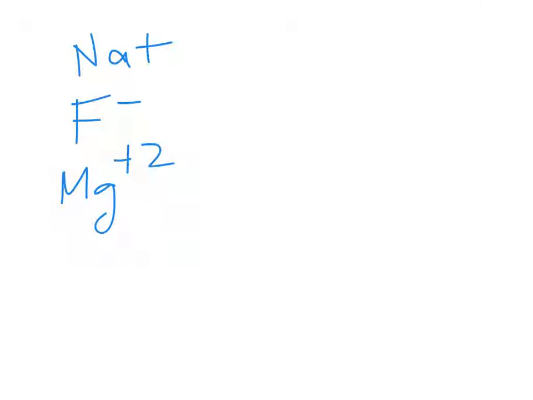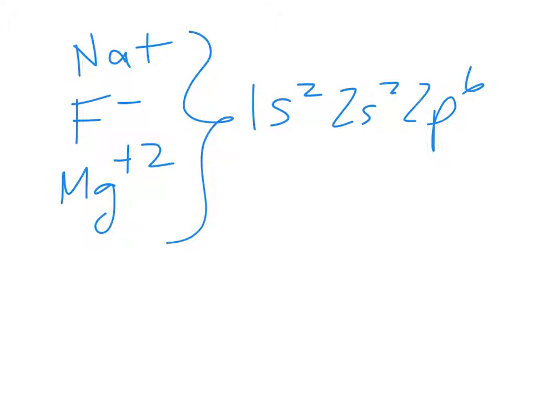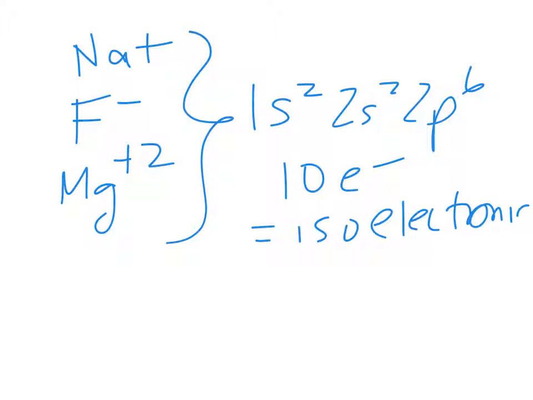So then we could do an example problem. Let's look at 3 different ions. We could take Na+, F-, and Mg2+. And if you write out electron configurations for those, you will get that they are all 1s2, 2s2, 2p6. So they all have a total of 10 electrons. And we call this isoelectronic when they have the same number of electrons.